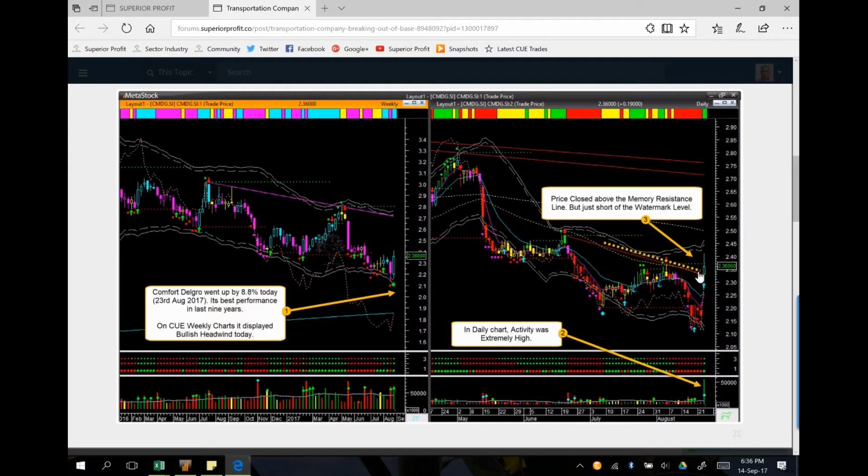It broke the memory resistance line. It had a bull release signal, and in weekly chart we had the reversal sign again, and the candle colors in both weekly and daily were bullish. However, I saw that it gapped up heavily. In Superior Profit we don't chase stocks, so what I mentioned that time, and as is Superior Profit norm, we wait for the stock to come down little bit and go up, thereby giving us a low risk trade.